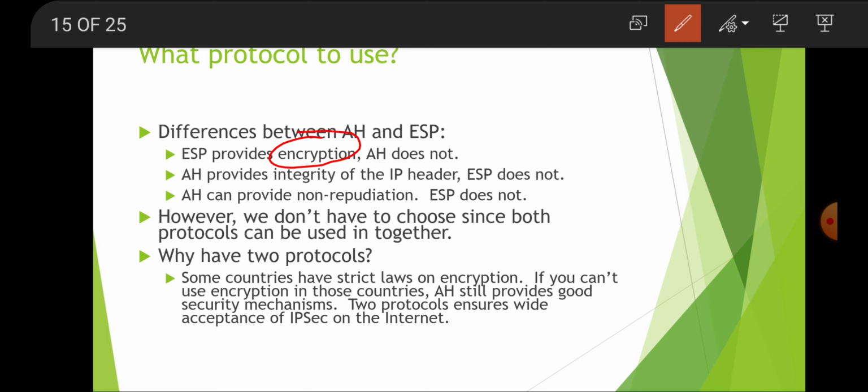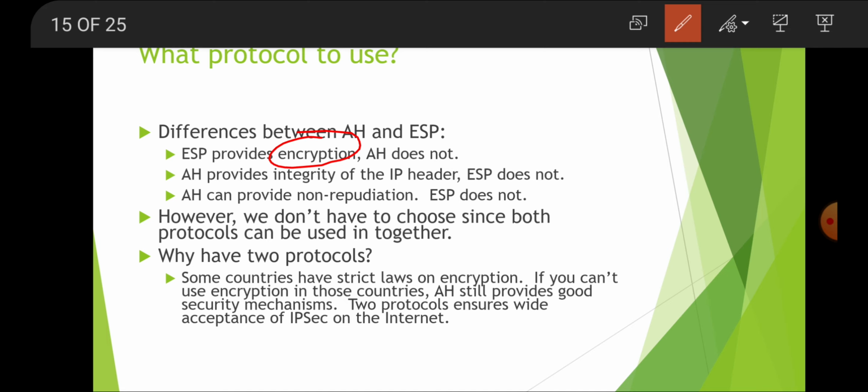AH provides integrity of the IP header, ESP does not. So AH provides the integrity of the IP header, but ESP does not. And the authentication header can provide non-repudiation, but ESP does not. However, we don't have to choose, since both protocols can be used together. So there is no need to choose which protocol to use; both can be used at a time.